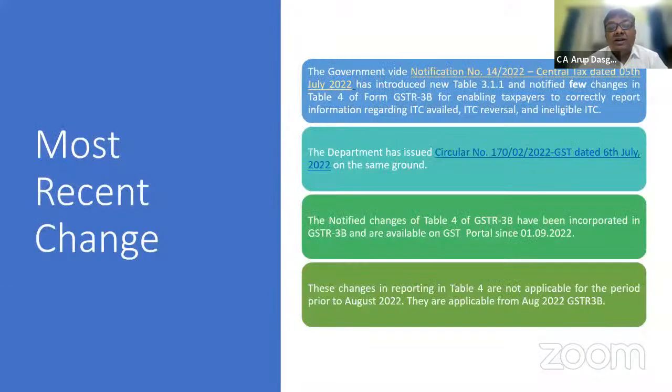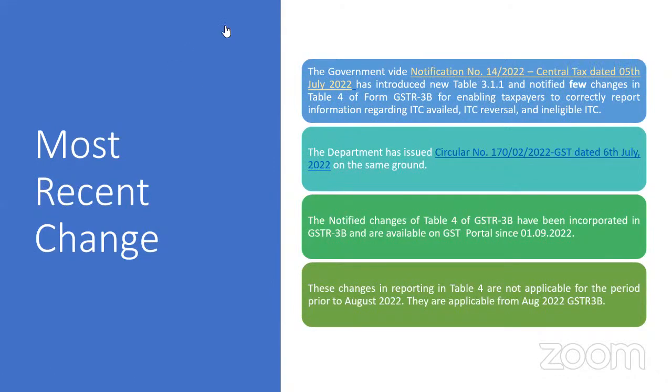They wanted to give us further clarification. So they came up with 2 things, that is, the notification 14/2022, and they have also gone with the circular 170, which has clarified as to how the tables in GSTR 3B need to be shown. So the notified changes in GSTR 3B table 4 have been notified from 1st September, and that's what we are discussing today.